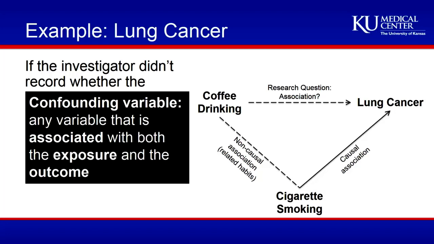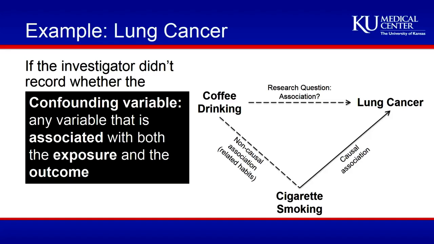So confounding variables are any variables that are associated with both the exposure of interest, in this case coffee drinking, and the outcome of interest, in this case a diagnosis of lung cancer. The importance of confounding is that if we know that it's a problem, we can design our study around it, record it, and account for it.